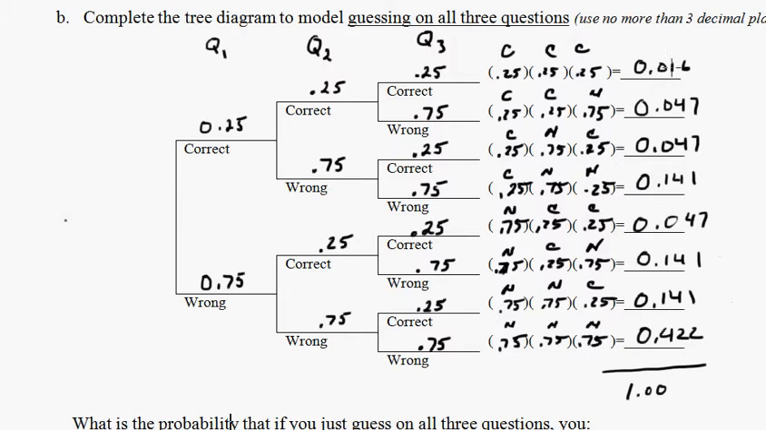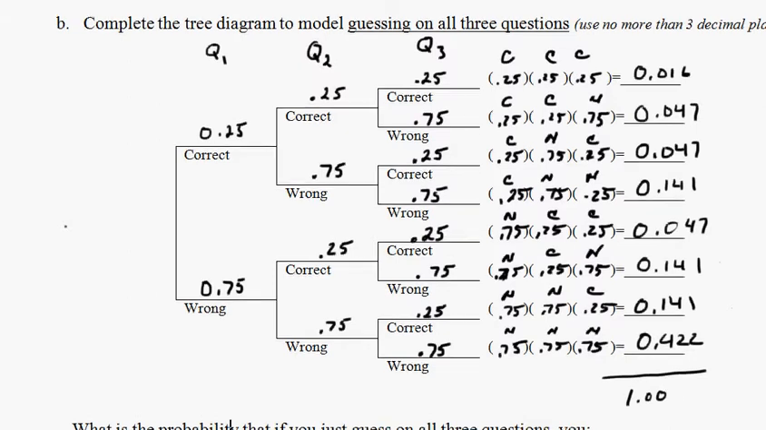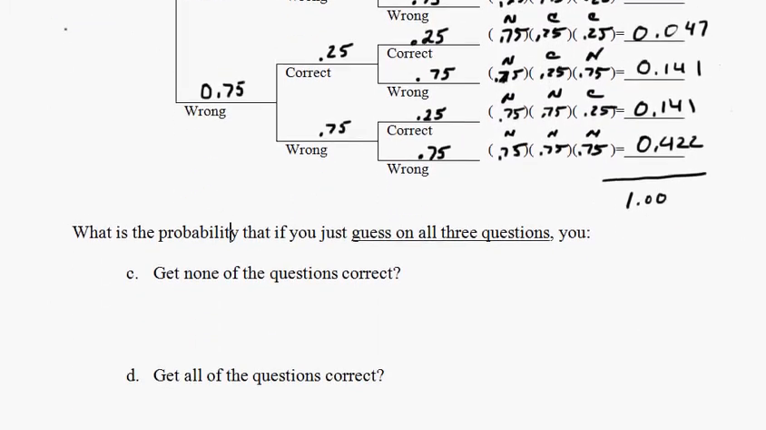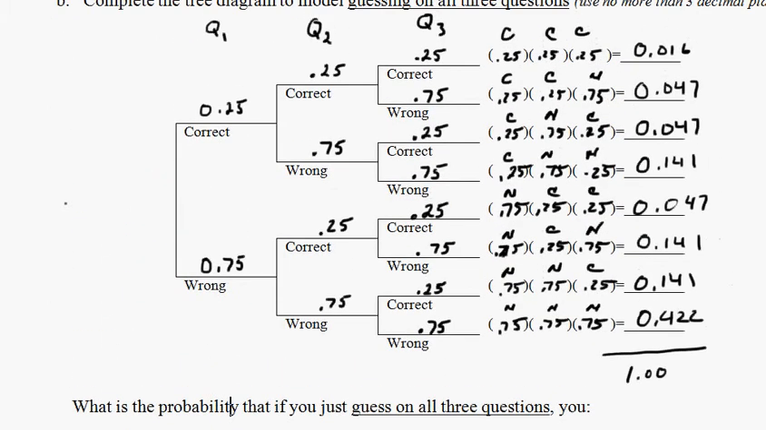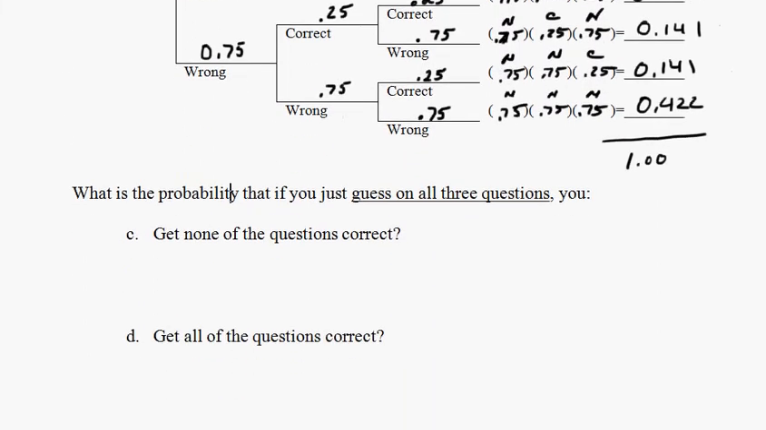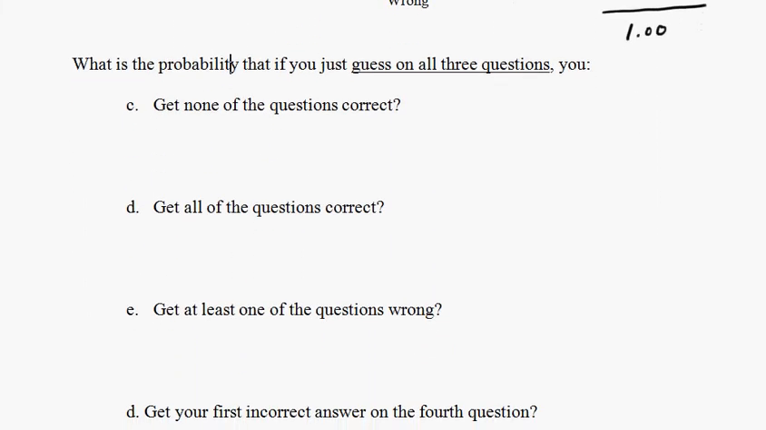So if you check, you'd add these up, make sure they come to 1. If you're off just a little bit in the hundredths, that's probably because of rounding, so I wouldn't be too concerned. Alright, so now we can use this tree to help guide us with these probability questions.